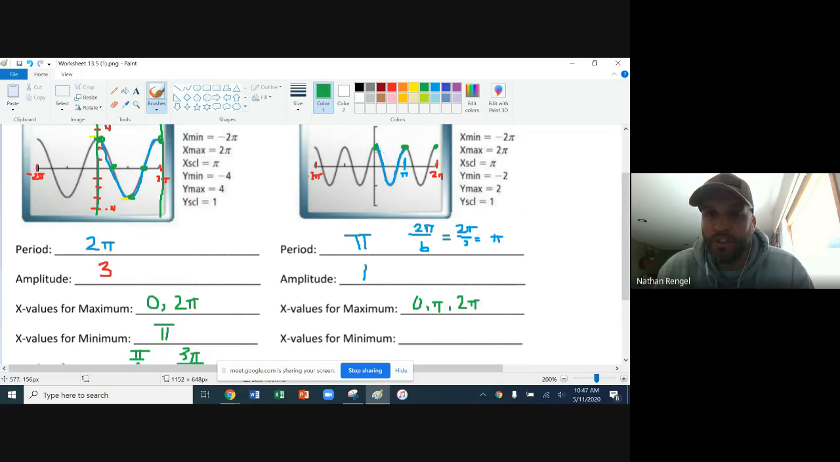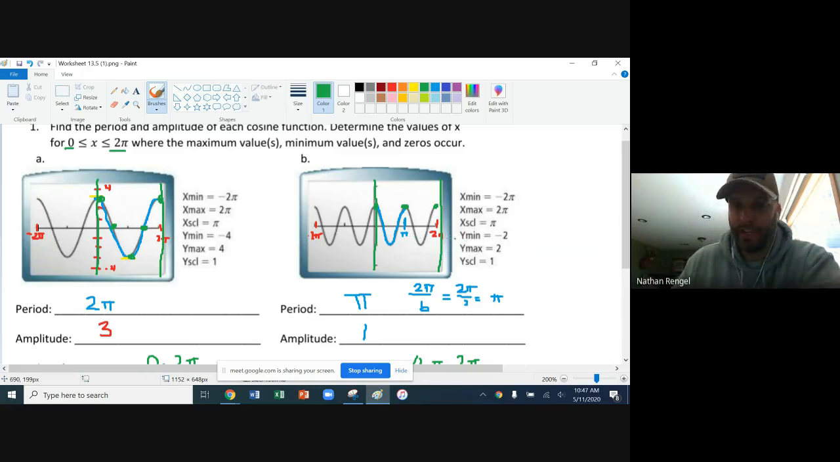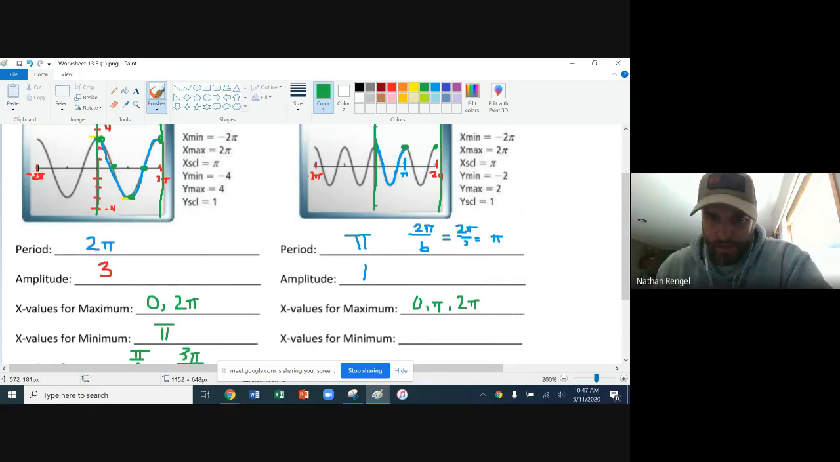And again, I'm just looking between 0 and 2 pi. So I'm just going to cut off the rest of the graph, not looking at anything on the negative side, just 0 to 2 pi. Where's my maximums? Then my minimums, lowest points right here and right here. Halfway between 0 and pi is pi over 2, just using fractions. And between pi and 2 pi, that's going to be 3 pi over 2. And those are the only two minimums.